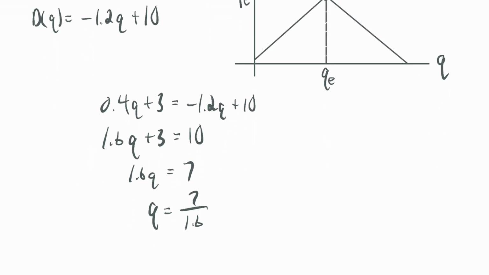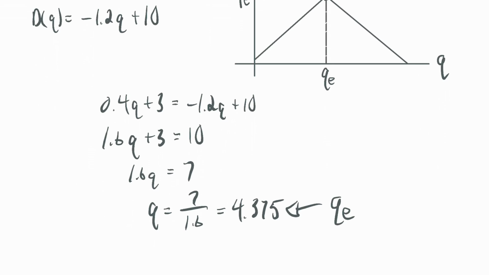7 divided by 1.6, I get 4.375. Now I'm not rounding, this is the exact value. 4.375. So that is the equilibrium quantity. That is the quantity value at which the supply and demand both agree.